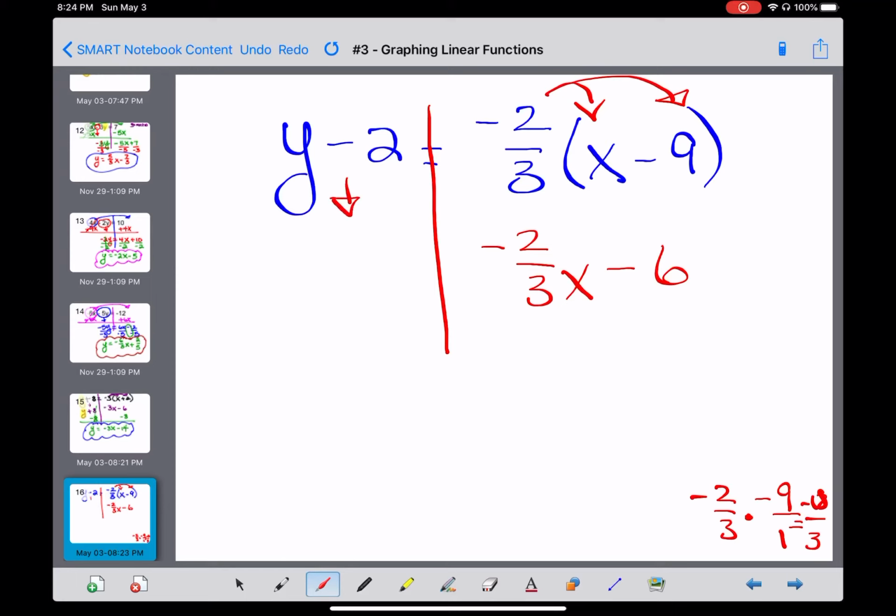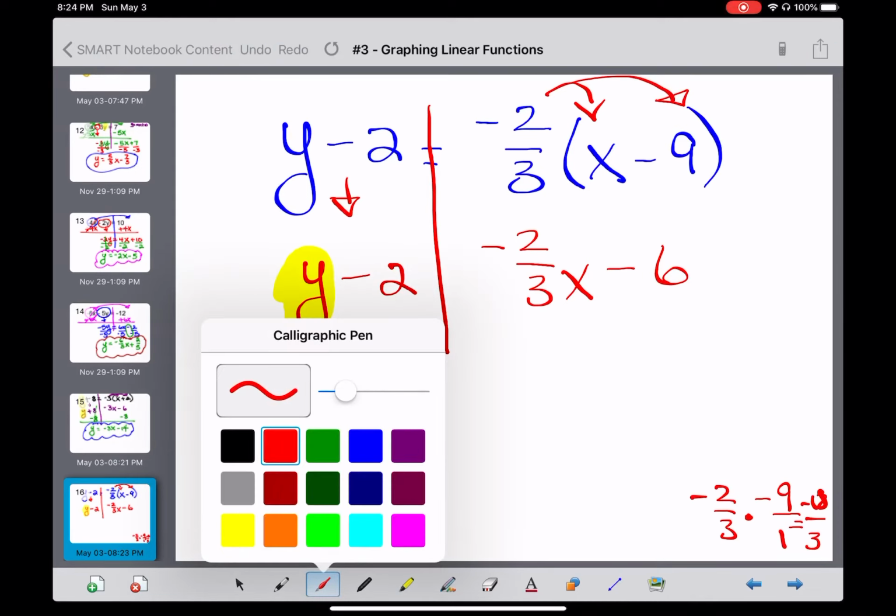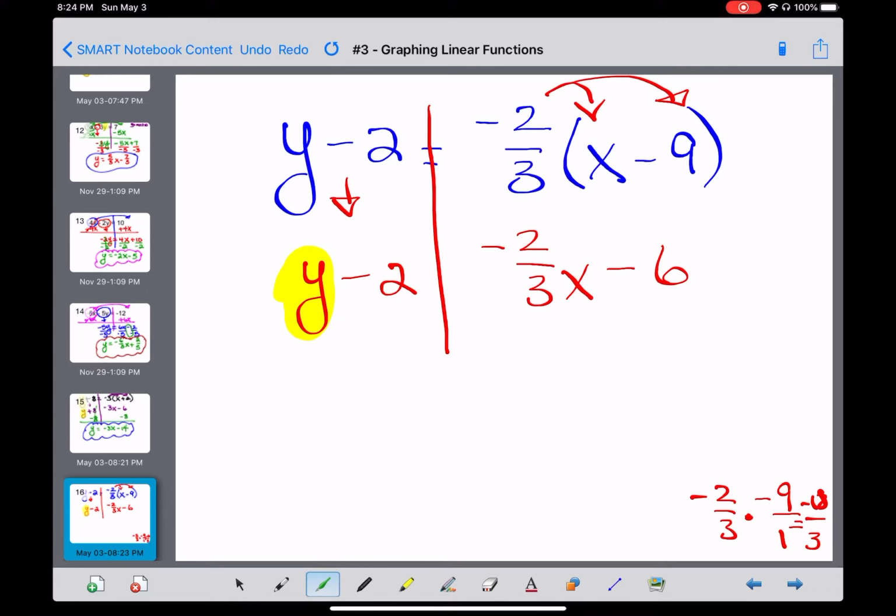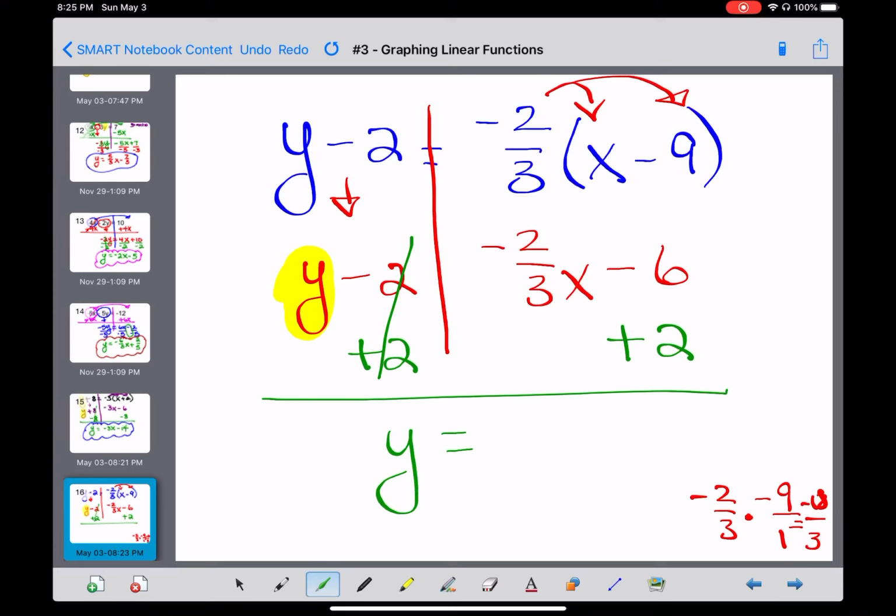And I just bring this down. y minus 2. Again, I need to leave that y by itself. So what am I gonna do? Get rid of the negative 2. You were right, because I know that's what you guys were thinking. So I'm gonna add 2 to both sides. Now that cancels, and I have y equals negative 2/3 x minus 4.